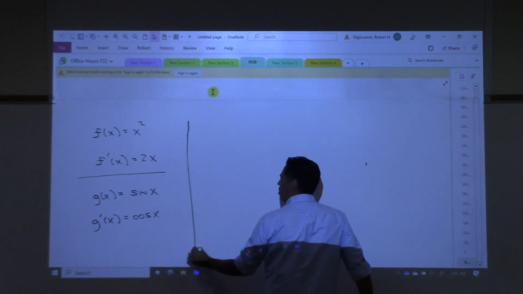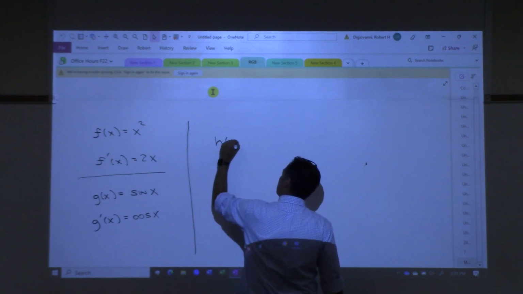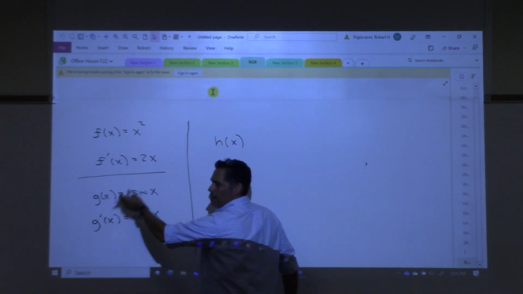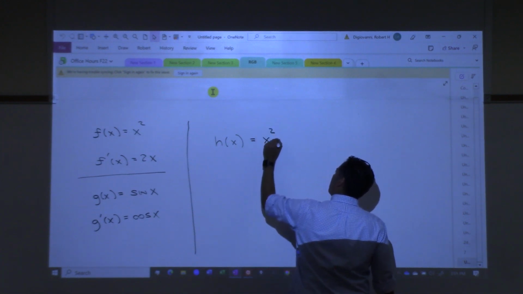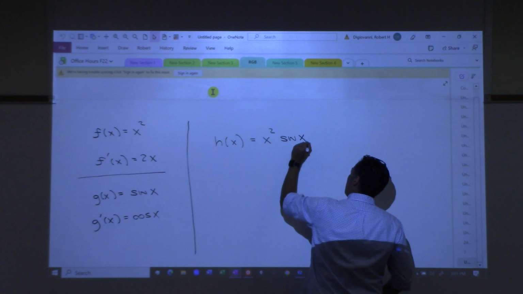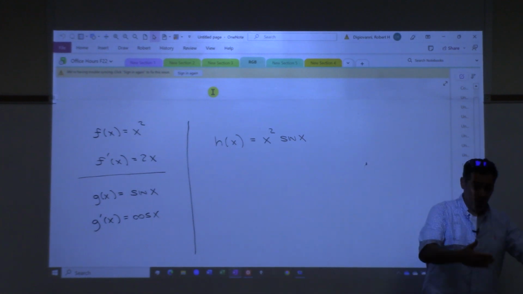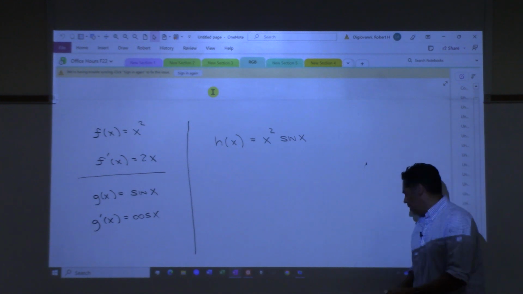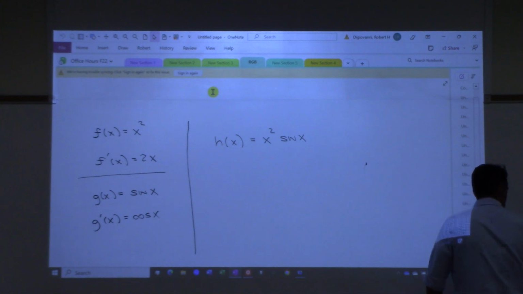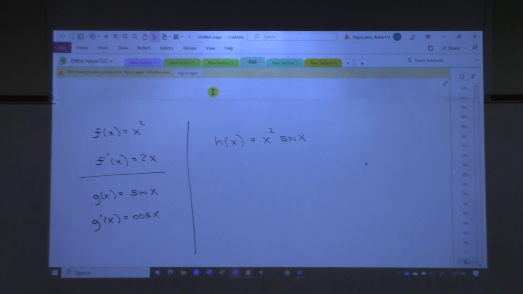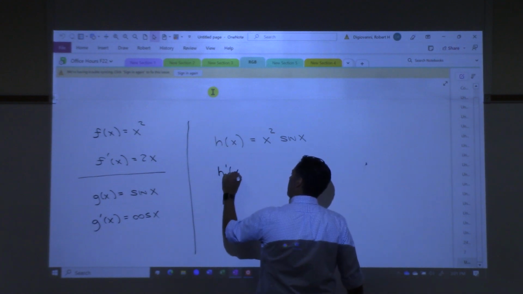So let's consider this new problem. Let's say I give you this new function. I'm going to call it, I don't know, h of x. F, g, right? H seems natural. And it's going to be x squared times sine x. Now, I'm not writing a multiplication symbol in between the two. I think it's understood, it's implied that there's multiplication between those, right? And the question becomes, what is the derivative of that?